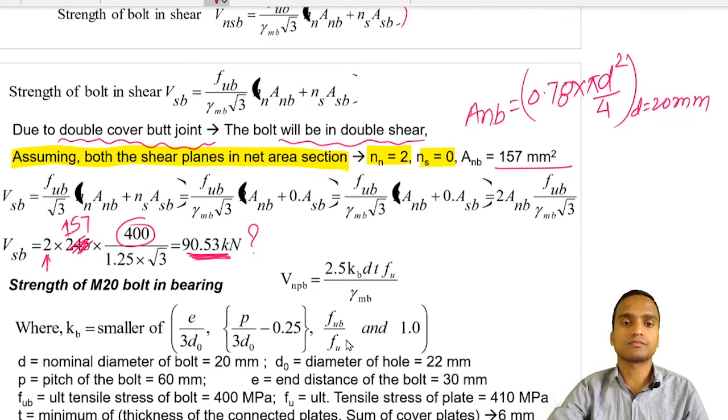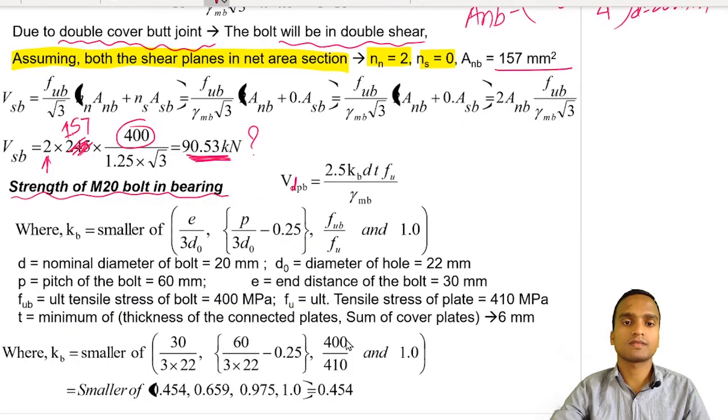After calculating shear strength of bolt, we have to calculate the strength of M20 bolts in bearing also. Now the formula in bearing is given by this formula, and this is not V_nPB, this is V_dpb. There are many mistakes, that's why discussion in video or in the class is very, very helpful. So design strength of bolt in bearing will be equal to 2.5 k_b d t f_u divided by gamma_mb.